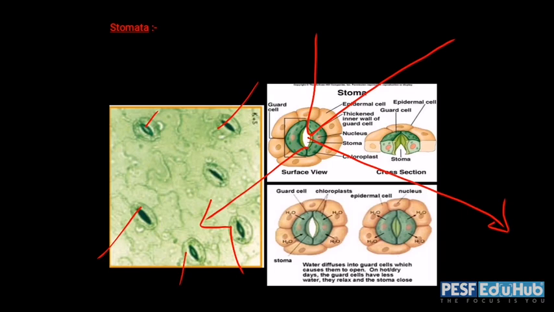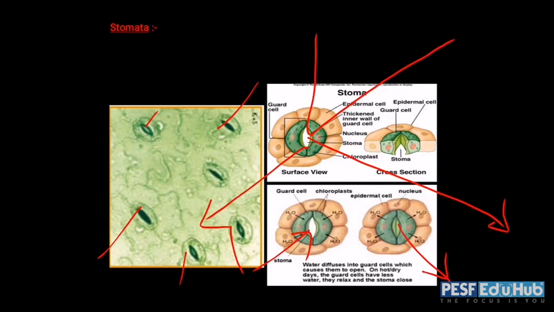When the guard cell is filled with water, or water diffuses into the guard cells, they open because they become turgid. On hot days, the guard cells have less water. When water is less, the stomata become closed. So when water enters the guard cell, the stomata open. When water leaves the guard cell, it is closed. So when more water is available, the guard cell is open. When less water is available, the guard cell is closed. This is about the structure of stomata.